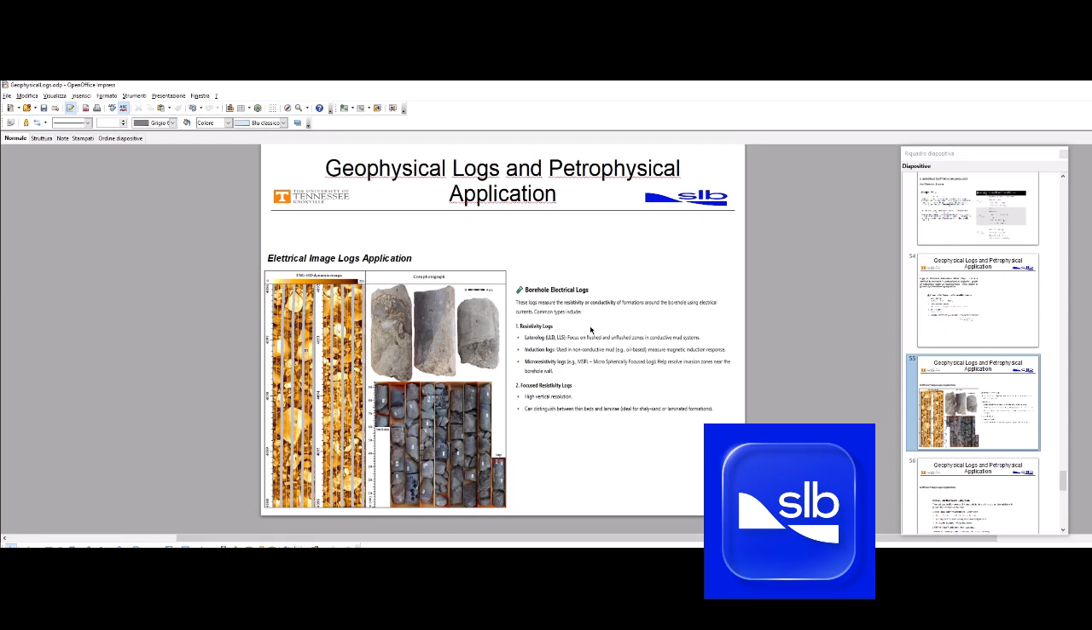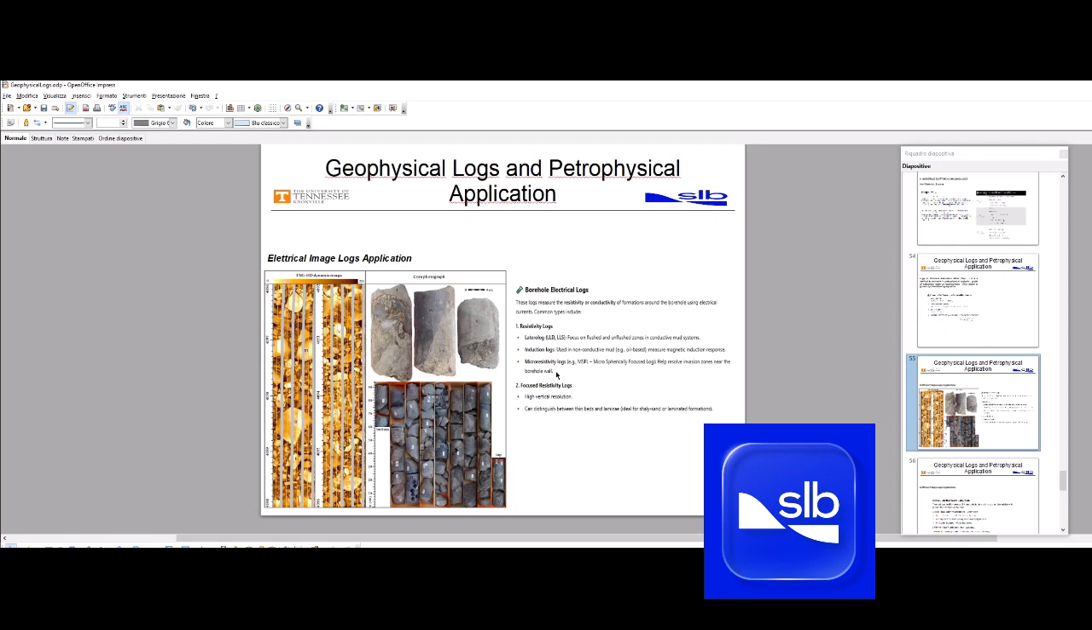We have different types of logs for making measurements of resistivity, like the lateral log, such as LLD or LLS. This kind of log is focused on the flushed and unflushed zone in a conductive mud system, essentially for determining the clay volume.